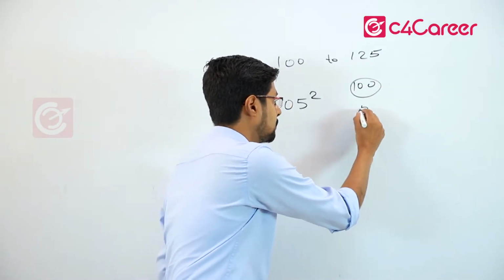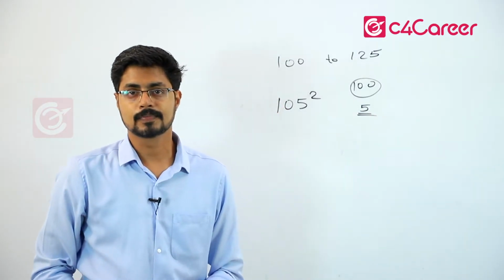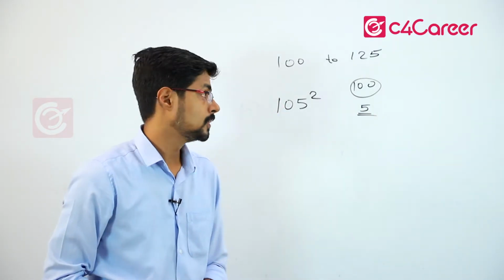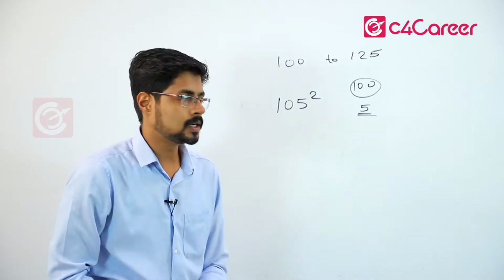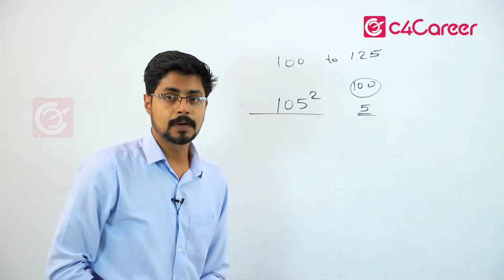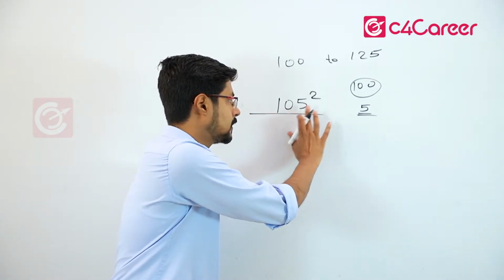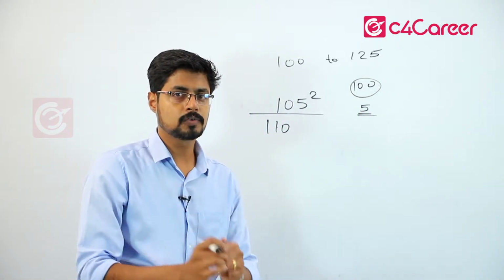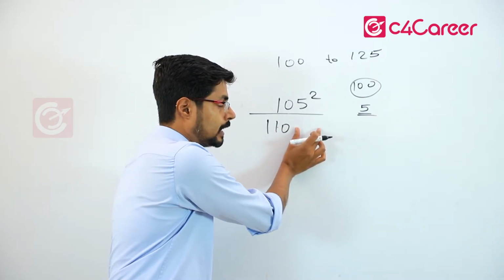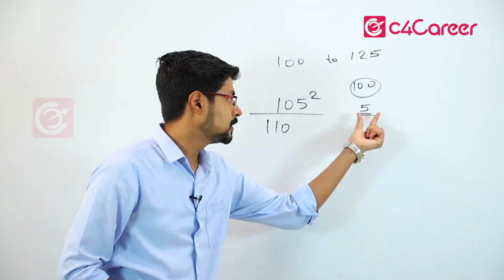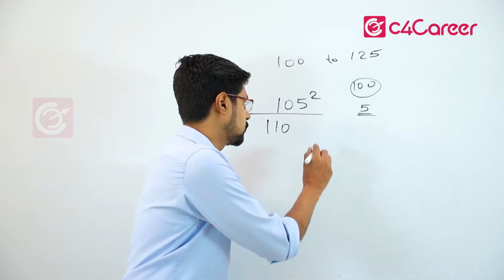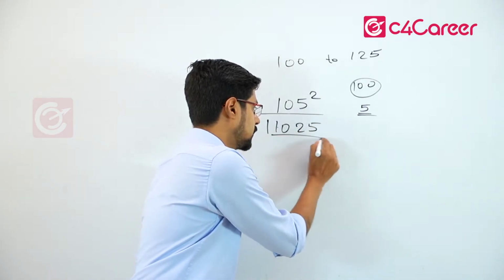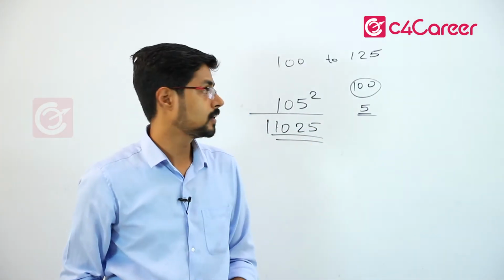So what will it be? 5. The difference is going to be 5. This answer we will find in two parts. The first part is very simple: 105 plus 5, that is 110. So the first part of our answer is 110. Now the second part is simply the square of this 5. What is the square of 5? 25. See, you get the answer very quickly.